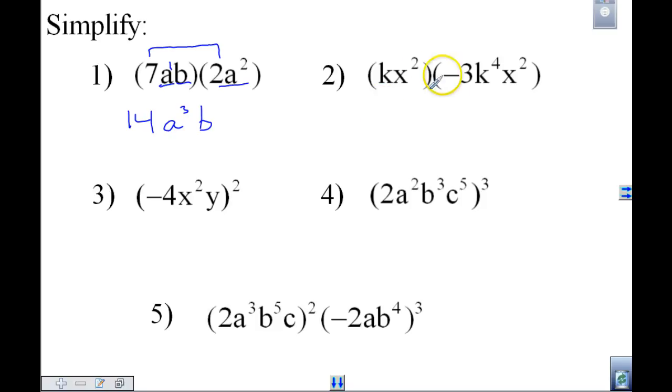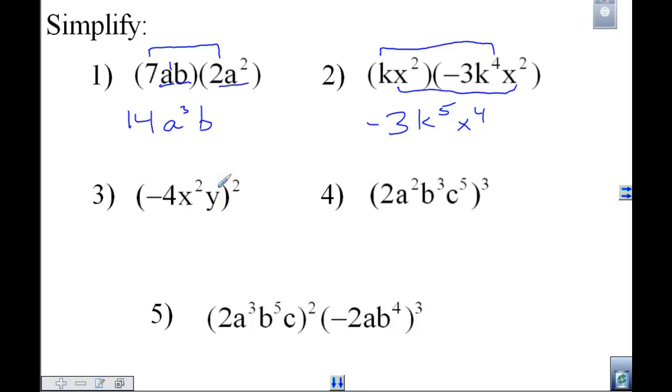Same thing in number 2. Numbers first, so we have -3. Then variables in alphabetical order. So we have 1, and then we have 4 more. That's 5 total. 2 x's, 2 more x's, 4 total, just like so.